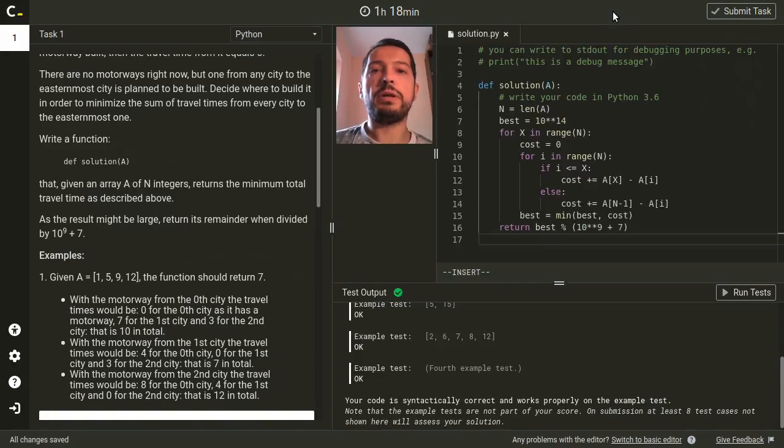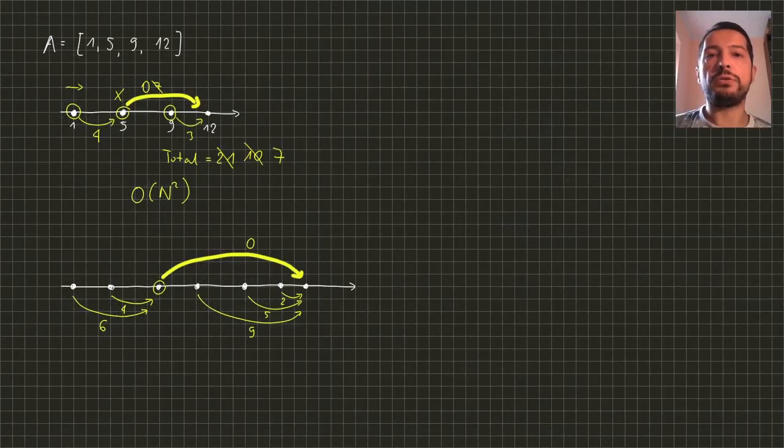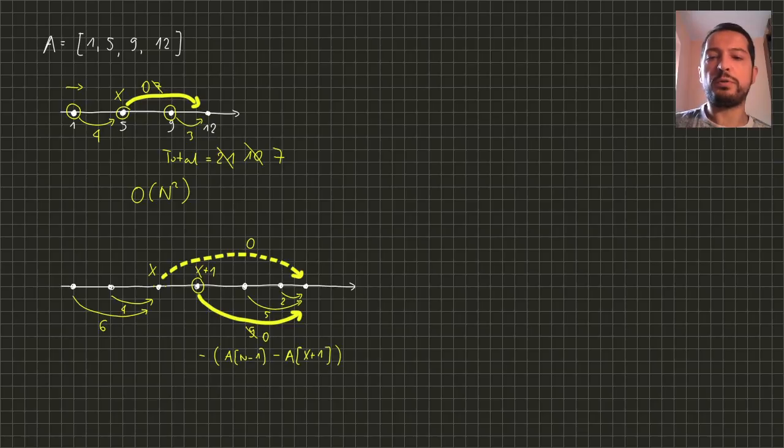In order to speed up our solution, rather than calculating the cost for every choice of motorway from scratch, we can calculate how the cost changes when moving the motorway from city X to the next city to the right, so city X plus 1. Well, we can see that now from city X plus 1 we can travel to the last city in 0 time. So the cost will reduce by the traveling time from city X plus 1.